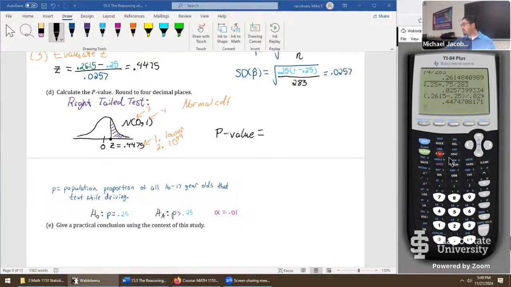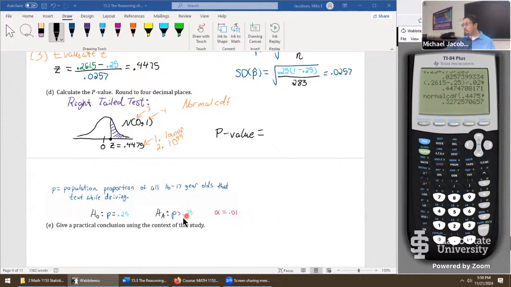So go 2nd, VARS to pull up distributions, go down to option 2, normal CDF. And lower should be 0.4475. Upper is already set correctly, 10 to the power 99. And really so is the rest of this stuff. This was carrying over from our two-tail test that we did just last night. Kind of neat how the calculator remembers all this stuff. So hit enter a couple times, and that's our p-value.